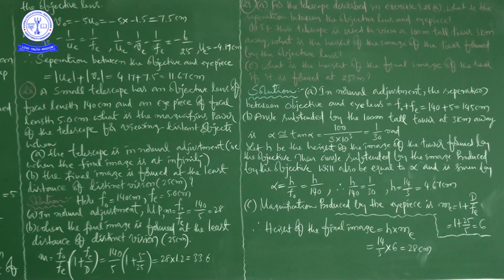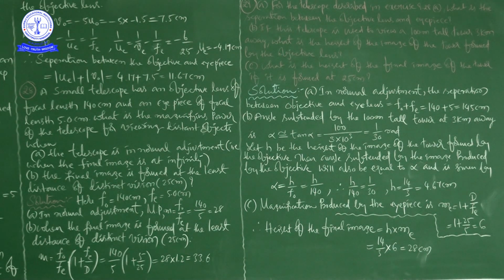Next, we are going to see the next exercise problem, that is 29. Here three things are there, A, B, C, and we have to answer all of them, so we will go step by step. First the A: for the telescope described in exercise 9.28a, what is the separation between the objective lens and eyepiece?